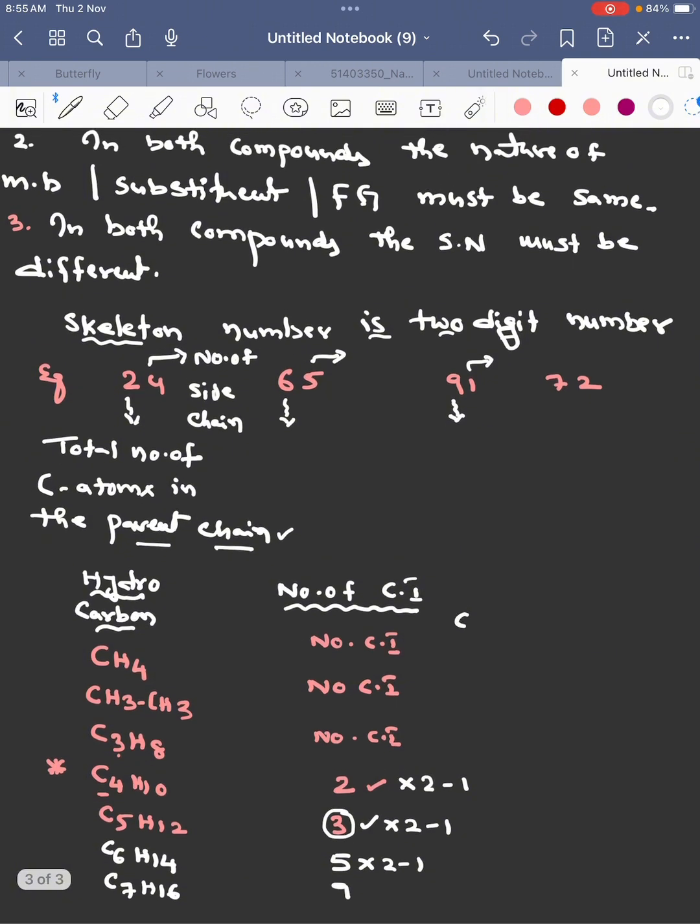And we will move on to C8H18. So how many isomers are possible? So 9 into 2 minus 1, it is 17 isomers that are possible.